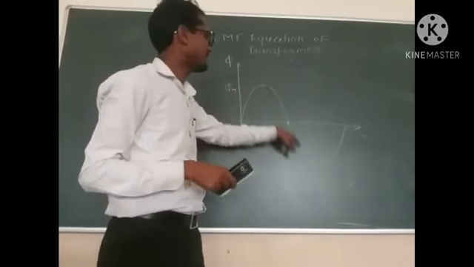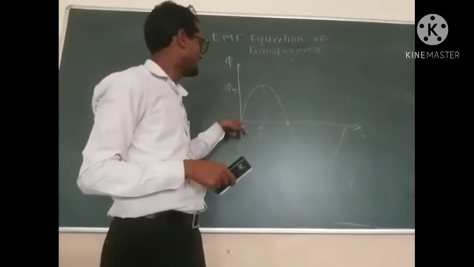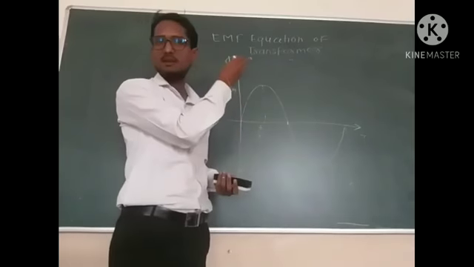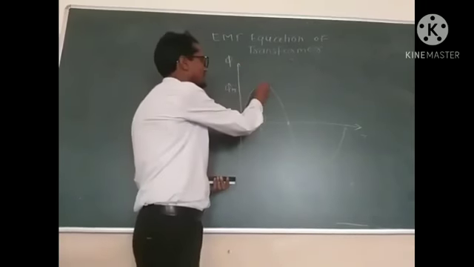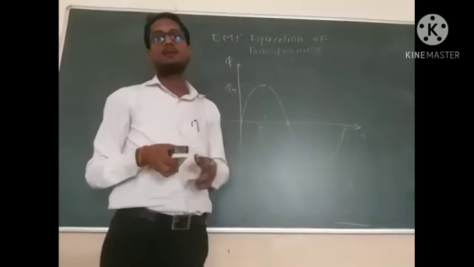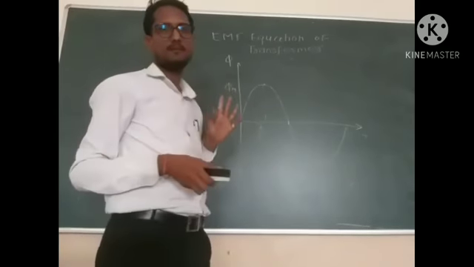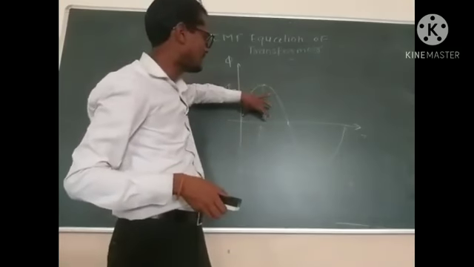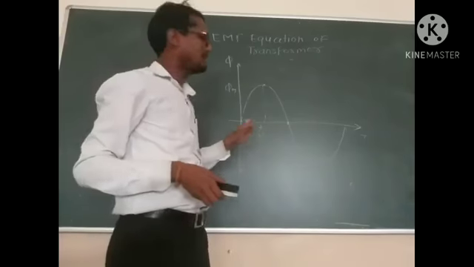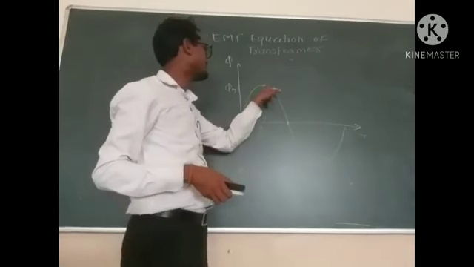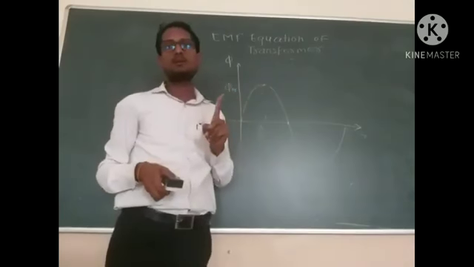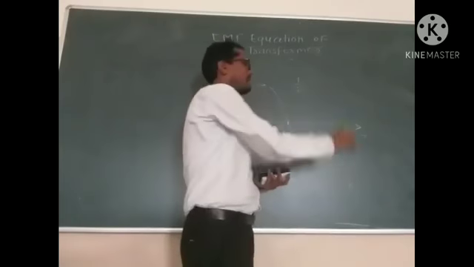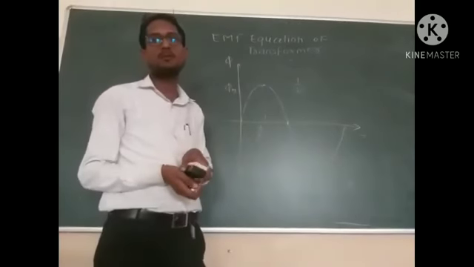These are the flux waveform. Flux increases from its 0 value to its max value in 1/4 of the cycle. This is the 1/4 of the cycle, this is the first quadrant. Means flux travels from 0 to its max value in 1/4 of the cycle. This 1/4 is 1 upon 4f.